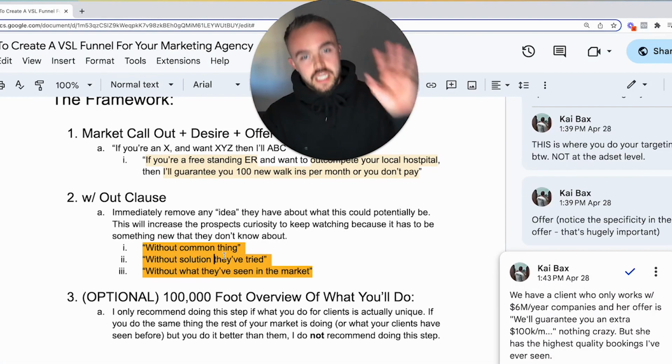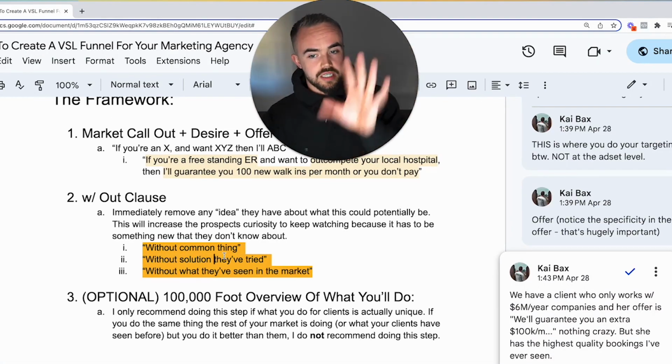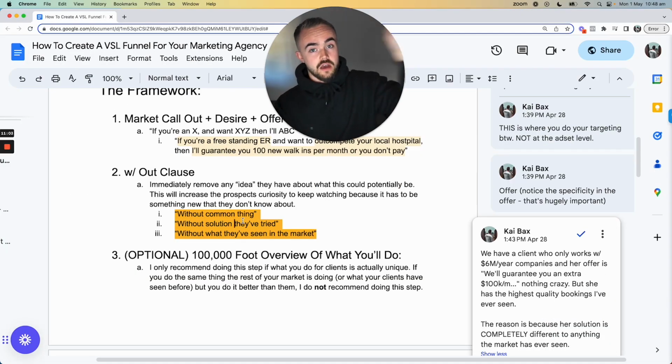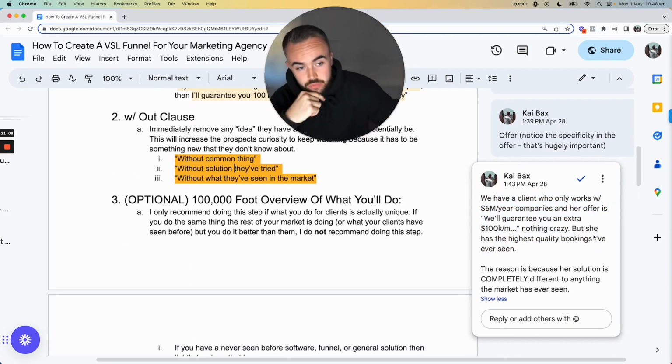If you don't know your market, you need to understand the market before you can write this, because you can tell a lot of this is based off what the market's saying. Okay, cool, we need to say something different. That's basically it, right?